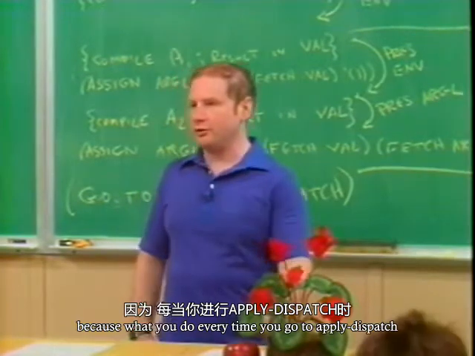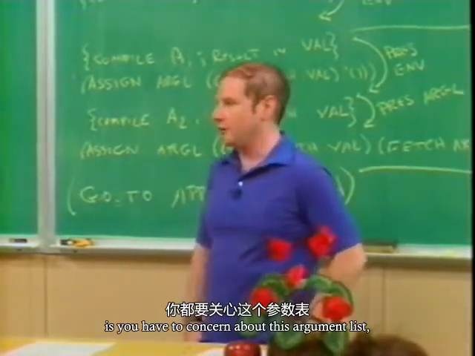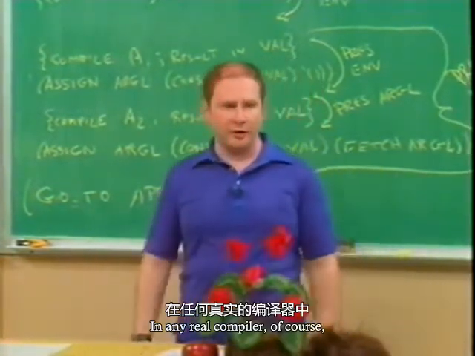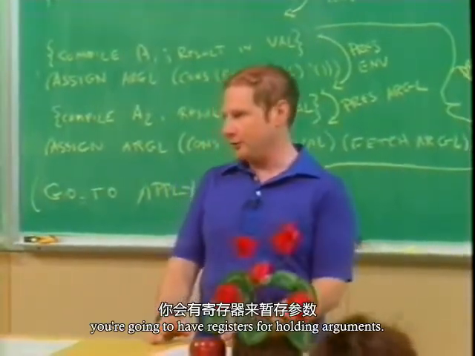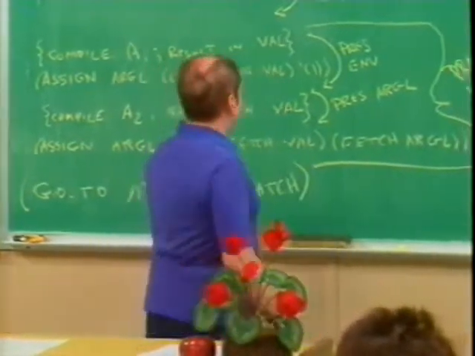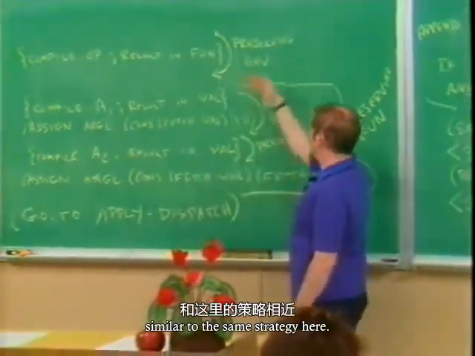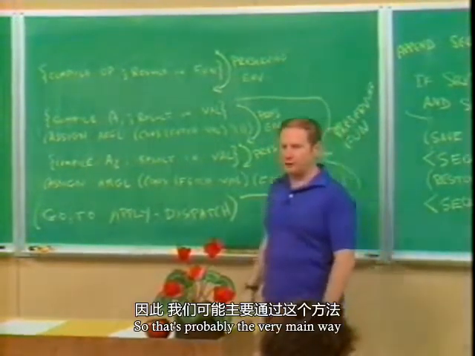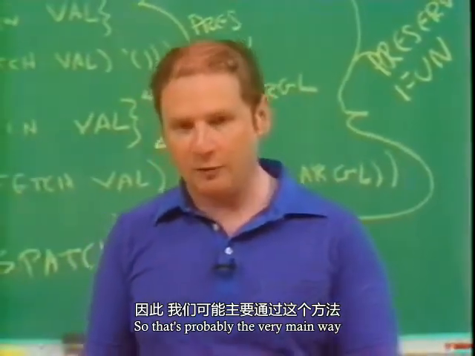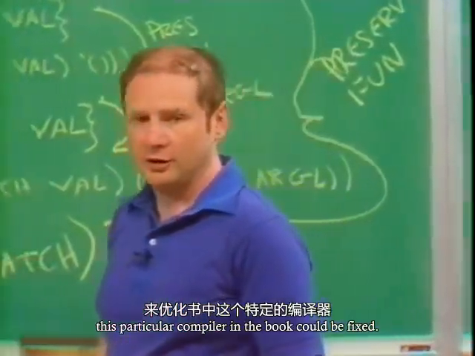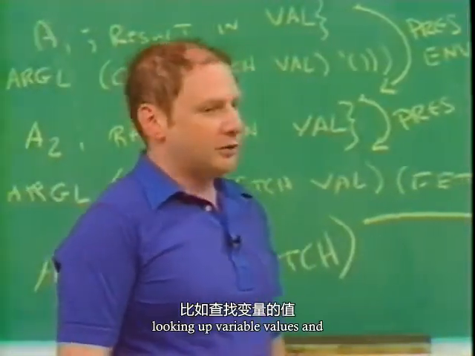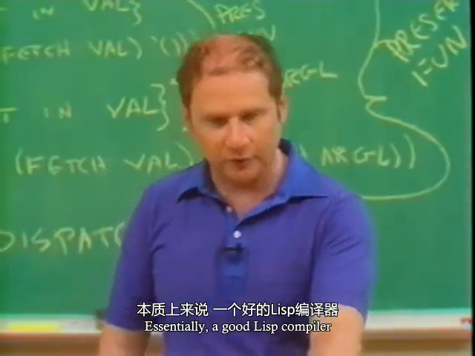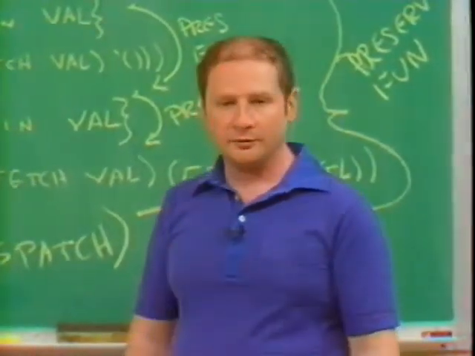That's a tremendous waste, because every time you go to apply dispatch you have to cons up this argument list, because it's a very general thing you're going to. In any real compiler, of course, you're going to have registers for holding arguments, and you're going to start preserving and saving the way you use those registers, similar to the same strategy here. So that's probably the main way that this particular compiler in the book could be fixed. There are other things like looking up variable values and making more efficient primitive operations and all sorts of things. Essentially, a good Lisp compiler can absorb an arbitrary amount of effort.